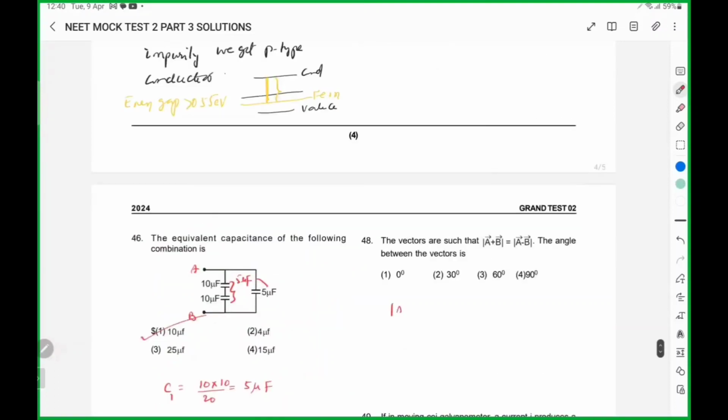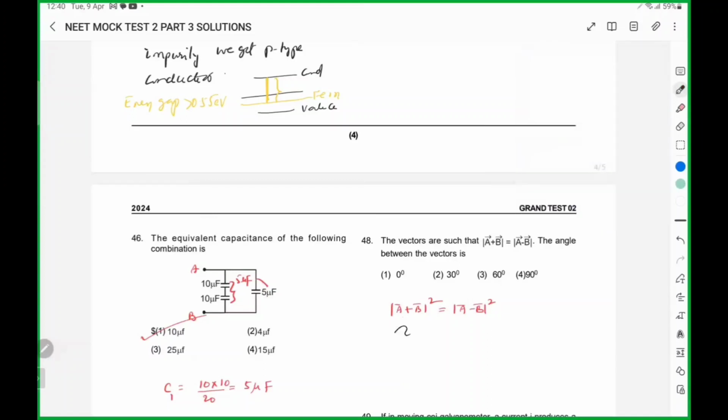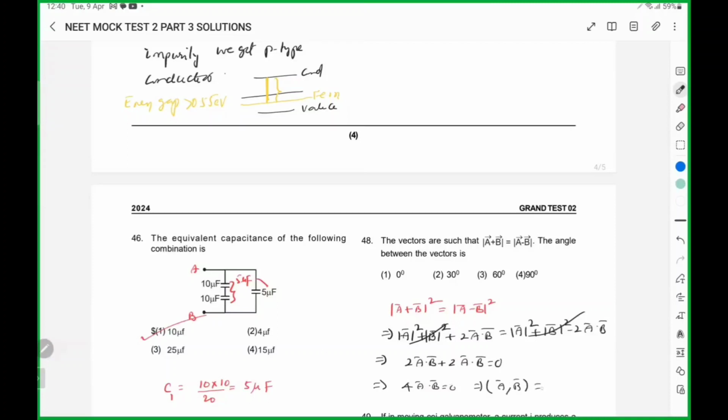So mod of A bar plus B bar whole square equals mod of A bar minus B bar whole square. Mod A square plus mod B square plus 2A dot B equals mod A square plus mod B square minus 2A dot B. These get cancelled, so 4A dot B is 0. The angle between A bar and B bar is 90 degrees.